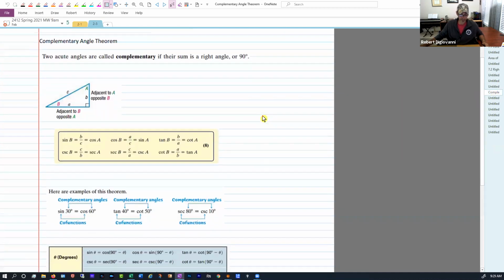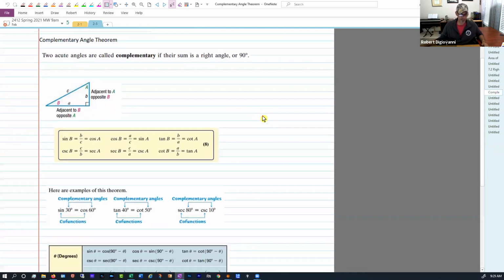All right, so now we have a couple of theorems and properties that we need to make sure we understand. The first one is called the complementary angle theorem. And it says 2 acute angles are called complementary if, well, this is just a definition first. 2 acute angles are called complementary if their sum is a right angle or 90 degrees.